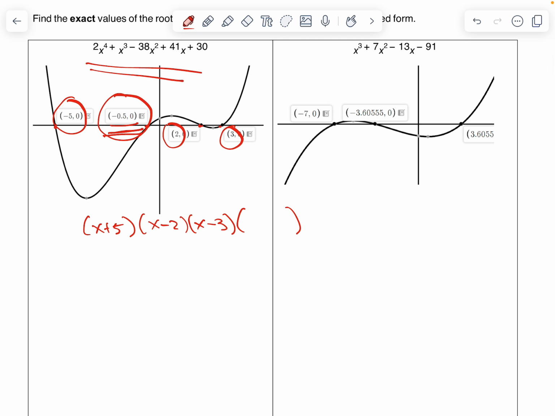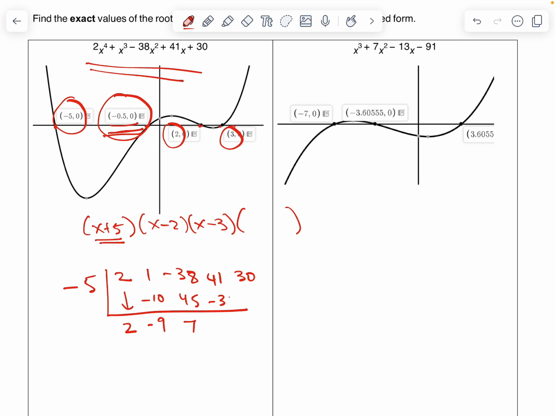So if we divide by the factor x plus 5, when we do the synthetic division, we're going to do a negative 5, and then we're just going to write down all the coefficients: 2, 1, negative 38, 41, and 30. And we're just multiplying those and adding, and now we multiply, and now we add. That's going to give us 7. That's going to give us 6, negative 30, and 0. Okay, so x plus 5, we have divided out.